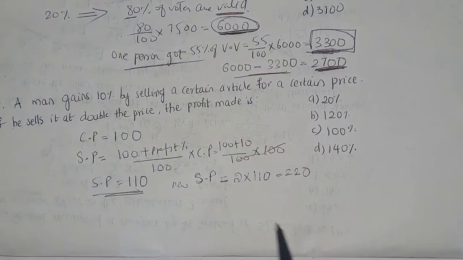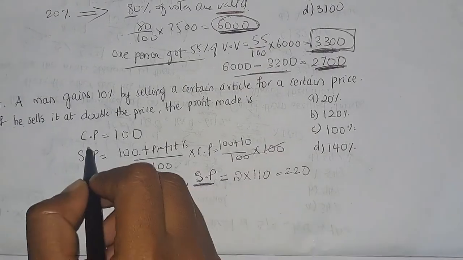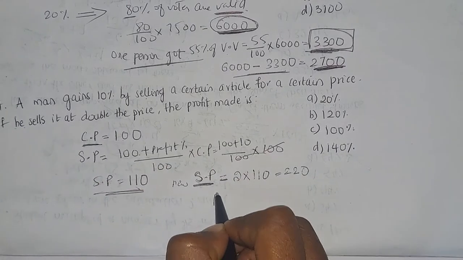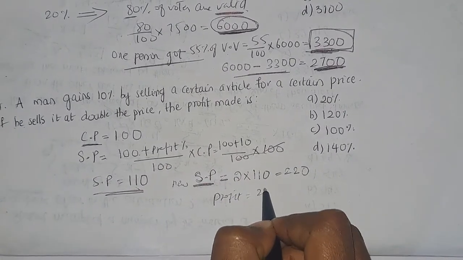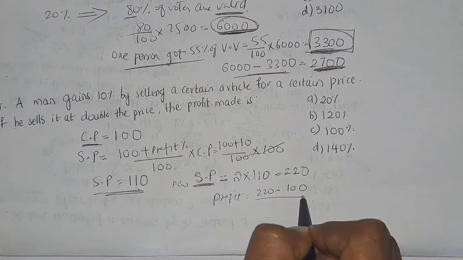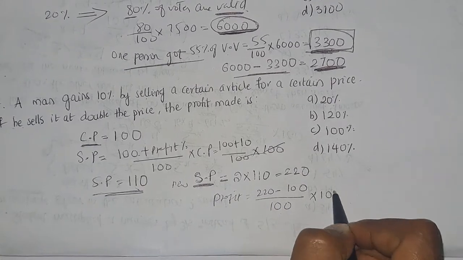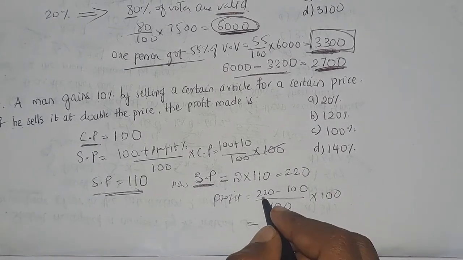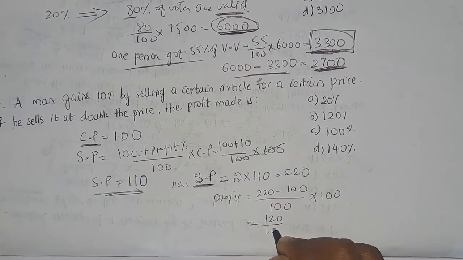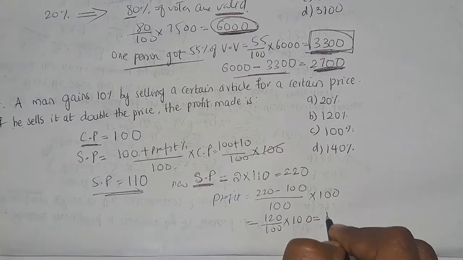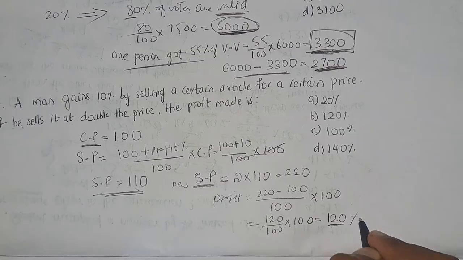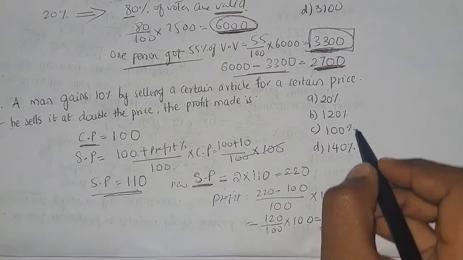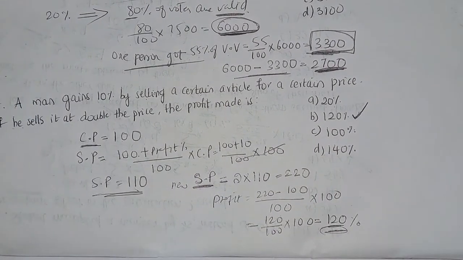Okay, now here we have selling price as well as cost price. What is the profit percentage? Selling price minus cost price, divided by cost price, into 100 percent. So here you will get 120 by 100 into 100, which is 120. So this is 120%. This is your answer, that is B, 120%.